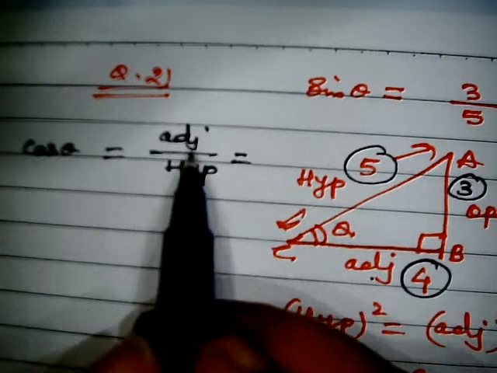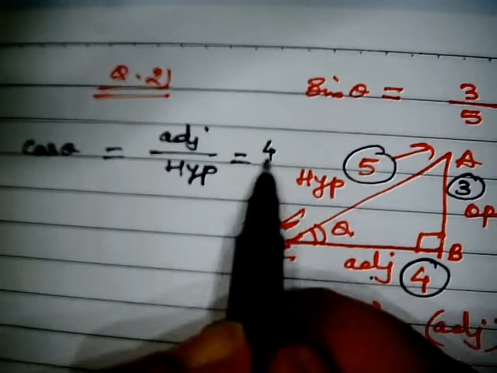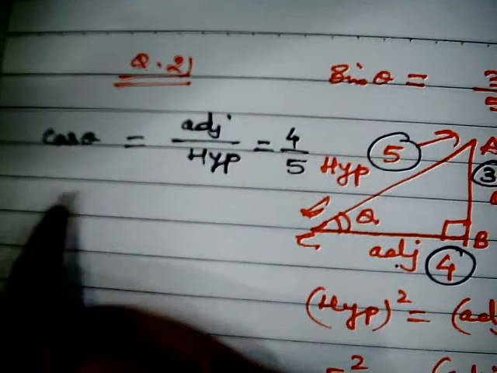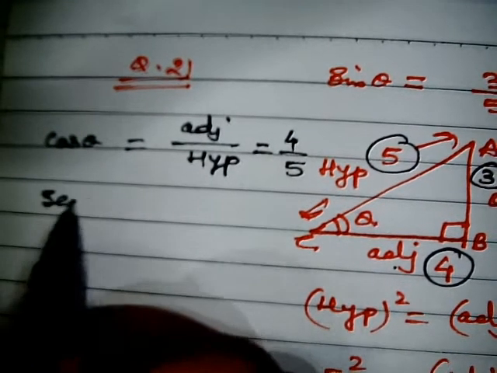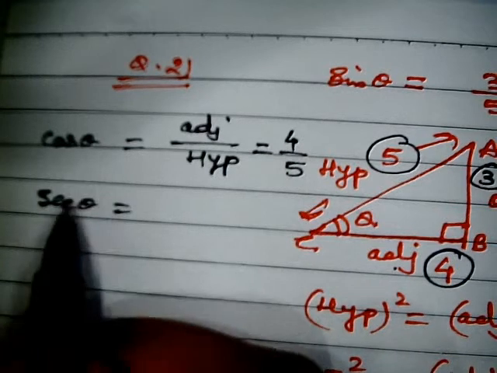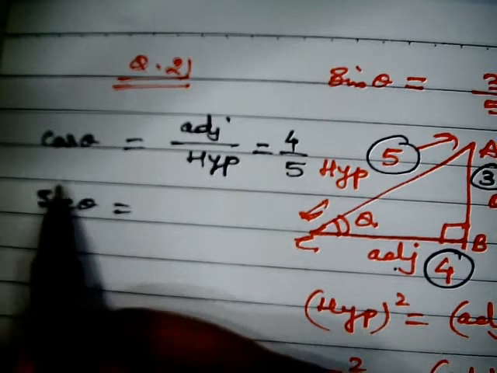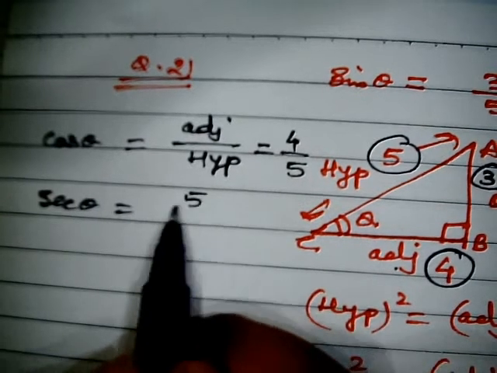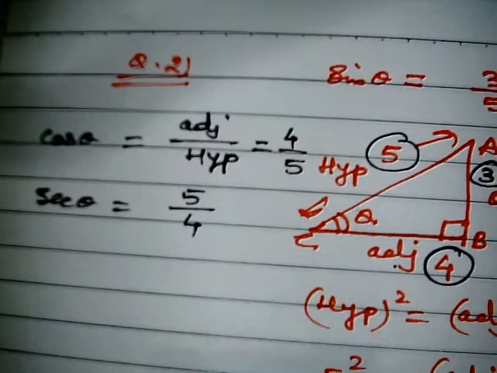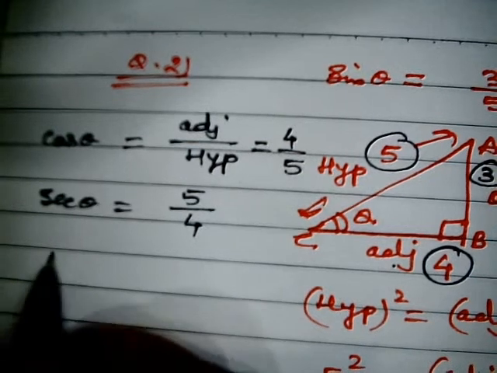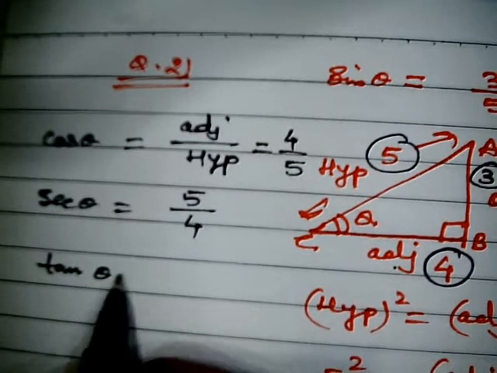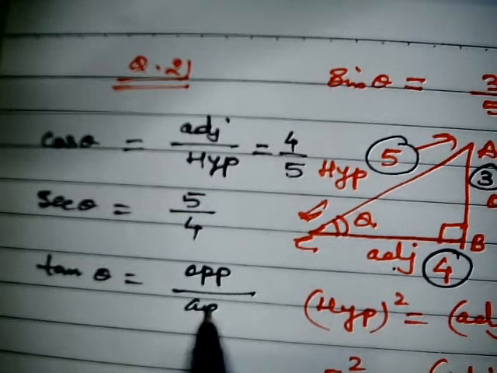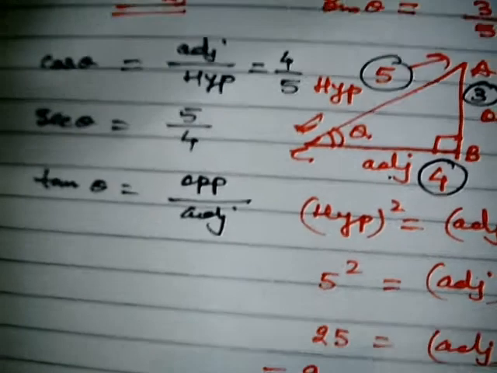So this is cos we have calculated. If you know the cos, you can directly write sec theta. Cos and sec are inversely related. If cos is 4 upon 5, then sec is going to be 5 by 4, just the reverse of that. Now I need to calculate tan theta. What is tan? Tan is opposite upon adjacent. The opposite value is 3, adjacent is 4. So tan is 3 by 4.